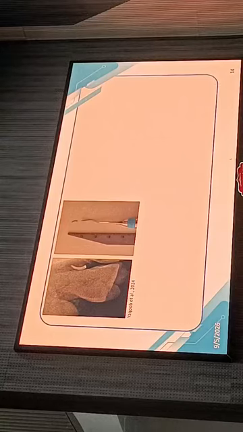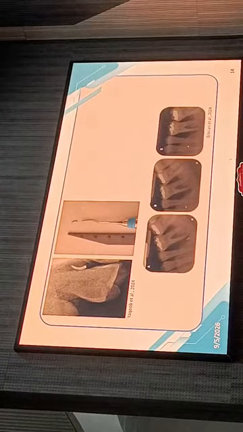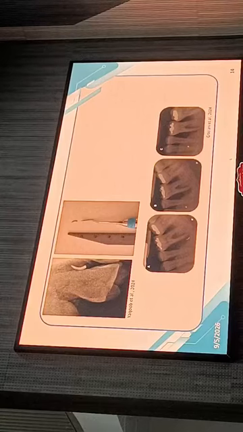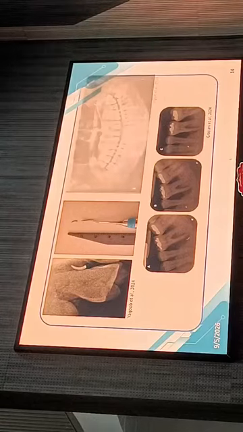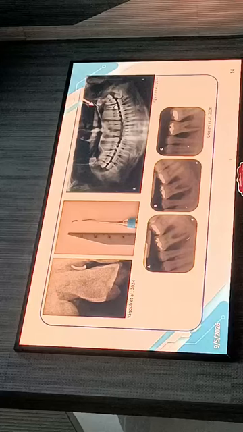So instrument breakage. So that doesn't look terribly difficult to fix up. That doesn't look terribly difficult to fix up either. Might need a little bit of open flap to access that. But I think this one takes the cake. This one looks quite significant in the sinus over there.